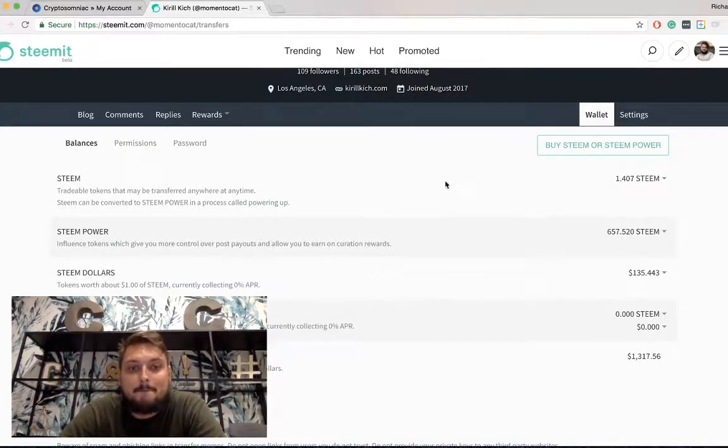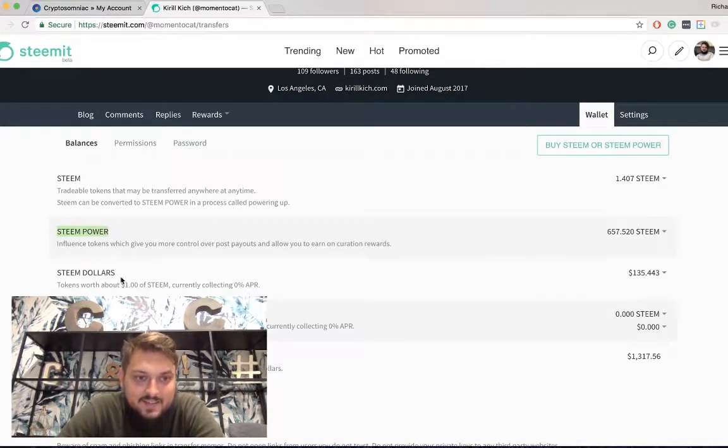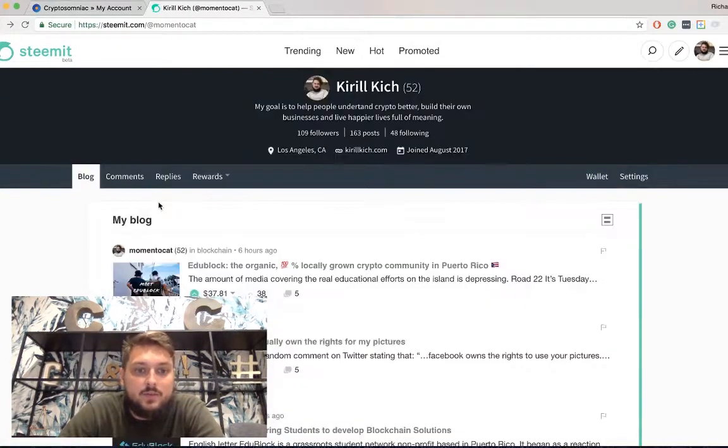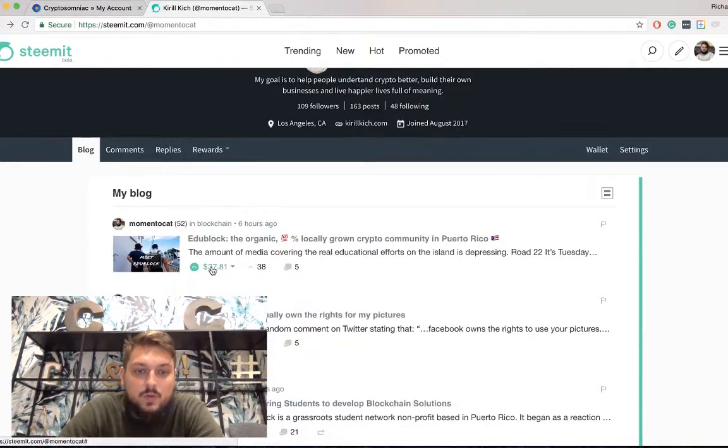There is Steem, and this is the token that is being traded on many exchanges. You can buy Steem on Binance, you can buy Steem on BitShares, you can buy Steem anywhere. It's a pretty popular token. Now, skipping the Steem power for a second, let's talk about Steem dollars. Steem dollars is exactly what you guys see right here. Those are Steem dollars. This is in Steem dollars.